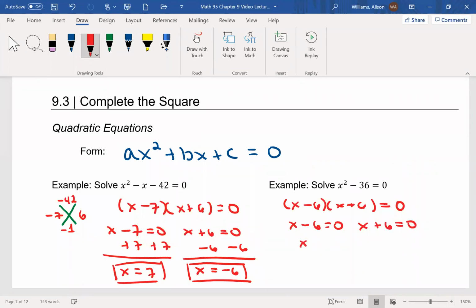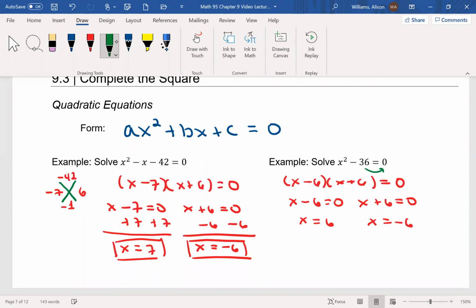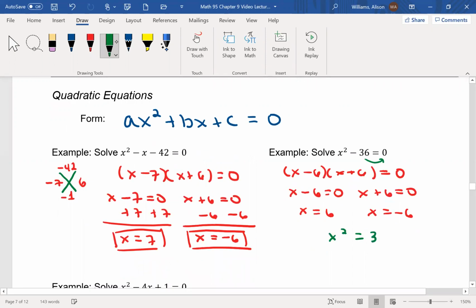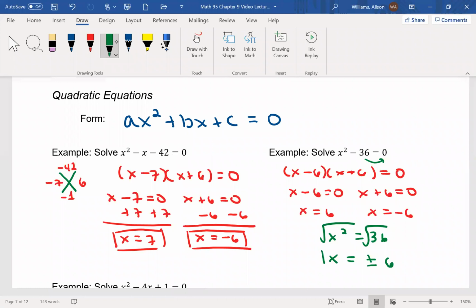Okay, so that's using the technique we learned before, but we learned a new technique, which is instead of factoring, we could actually move the 36 over and say x squared equals 36, and then take the square root of both sides, which would give me plus or minus 6 because we're working with an even power. So that would be the same answer. I would still get positive and negative 6 like I just got above here. Okay, so either method works.